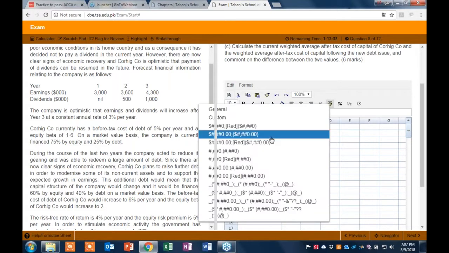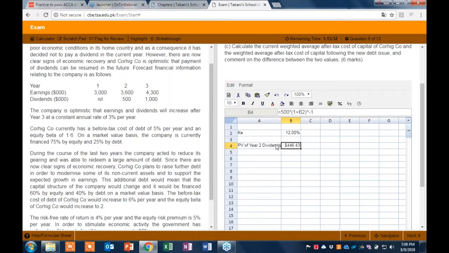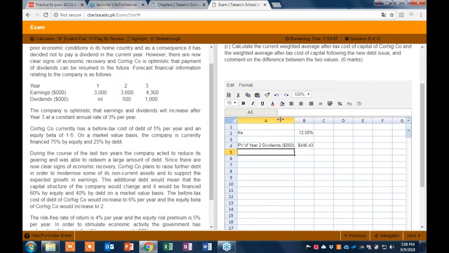And let's change the format to, now as you know that these values are in thousands, so then we need to calculate the present value of year 3 dividends, again in thousands.